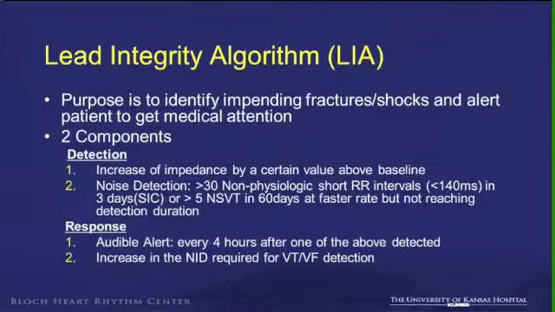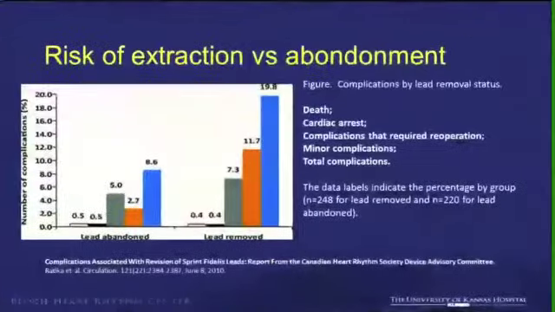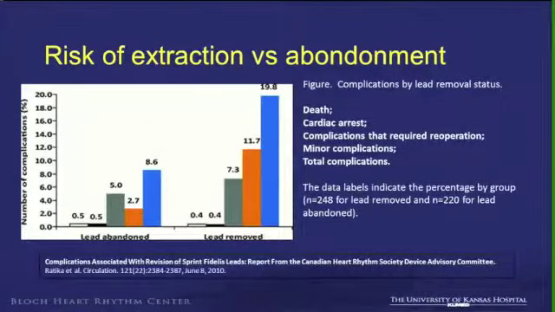It gives us an alert, and that way we can pick up a subclinical fracture ahead of time, before a clinical event of inappropriate shock happens. And LIA has proven again and again about a 50% decrease in inappropriate shocks. Now, what do we do? Do we extract the leads, all of them?